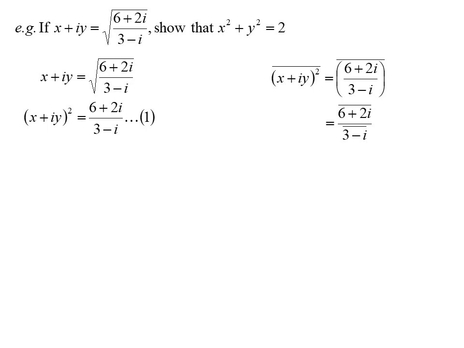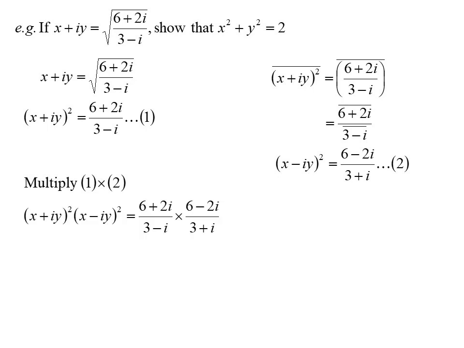But we said with division, well, I could do each individual bit. The conjugate of 6 plus 2i is 6 minus 2i, and the conjugate of 3 minus i is 3 plus i. Well, what about if I multiply these two things together? But each one of those becomes the difference of two squares. So the very first one, I've got x plus iy times x minus iy. That's x squared plus y squared, but it'll be squared.